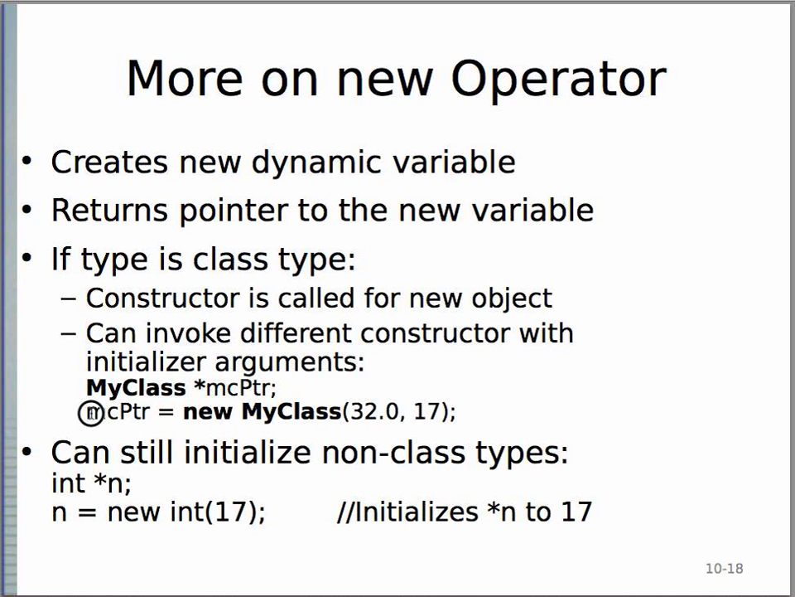And then you can initialize it by saying mcptr is equal to new, the class name, and then in parentheses you have any number of arguments corresponding to one particular constructor. You can use the default constructor as we did in the last video.